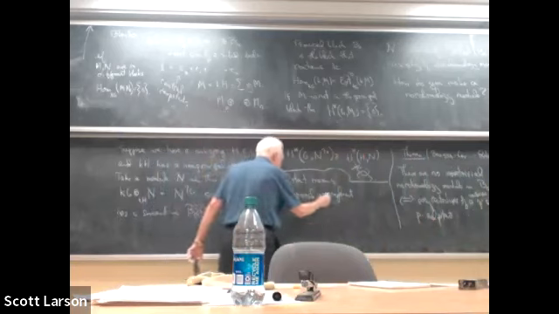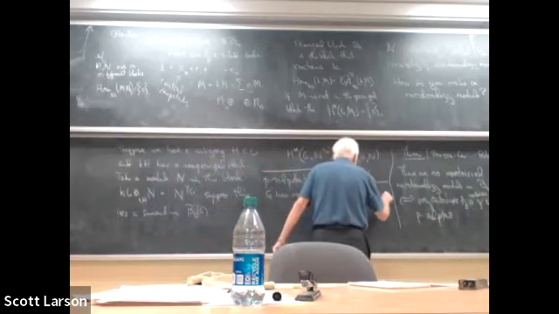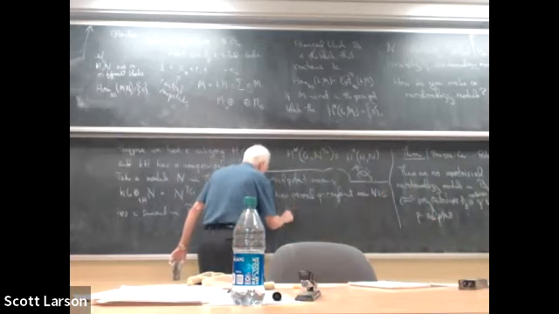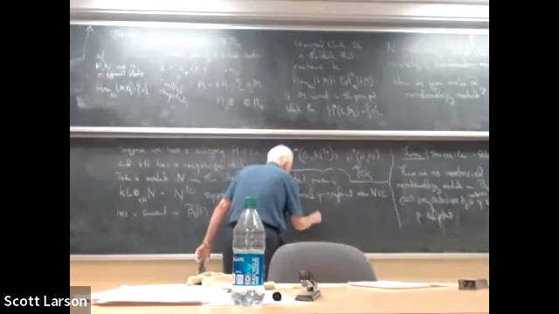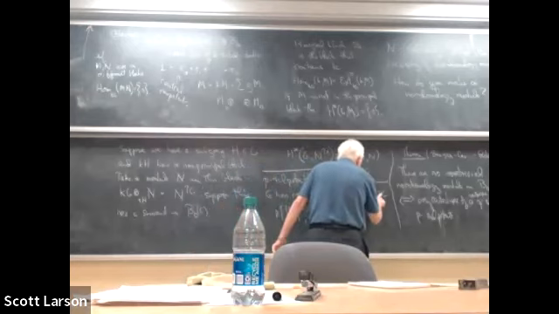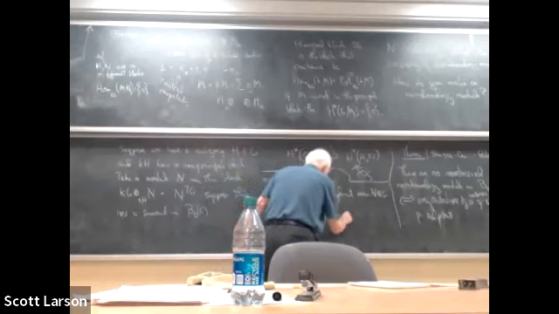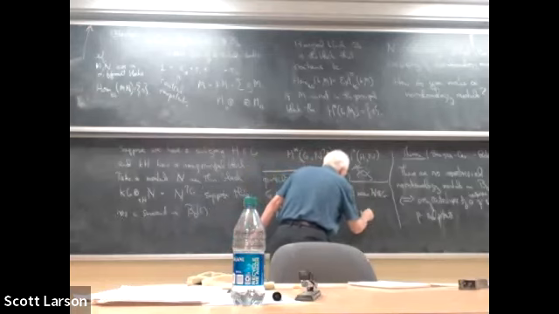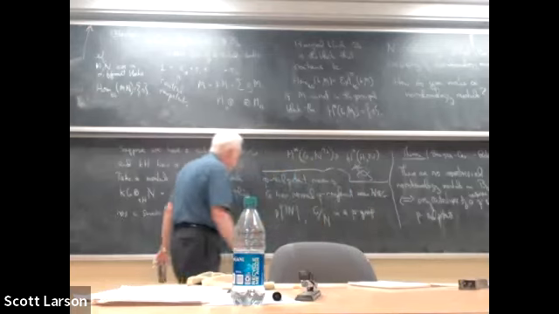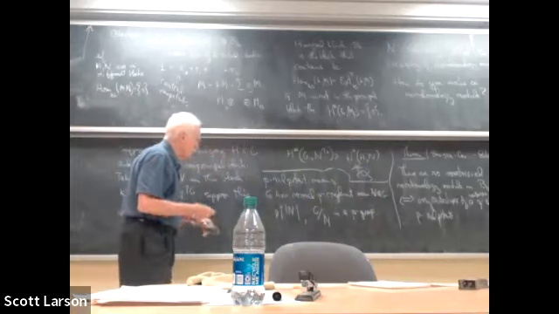It has a normal p-complement, meaning a subgroup N contained in G, that is, the order of N is not divisible by p, N is normal in G, and G mod N is a p-group. So this is sort of a complement to the Sylow p-subgroup, and this is what we mean by a normal p-complement.